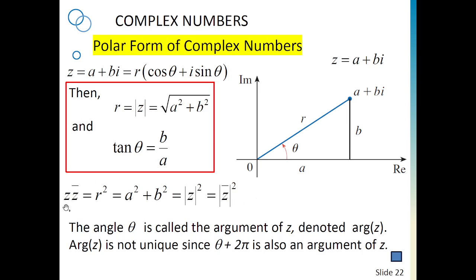As a reminder, we know that z times the conjugate of z is a squared plus b squared, which we see here is the modulus squared, which is r squared, right? So that's the same. We know that if we spin another circle around, we will have the same point. So the argument or the angle can always be written with plus 2 pi or minus 2 pi, whatever is more useful to us. But normally we try to keep it simple and keep only one value of theta.